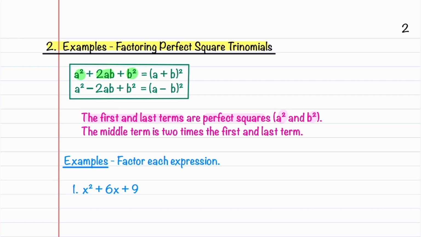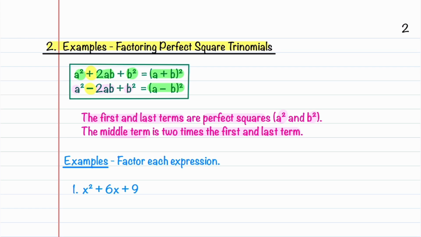And then our middle term is 2 times the first and last term. Our middle term is 2ab, and it's just 2 times the first term times our last term. Whenever we have a perfect square trinomial, it's going to factor as a plus b quantity squared if there is a plus in front of the 2ab, and then it's going to factor as a minus b quantity squared if we have a negative in front of the 2ab.